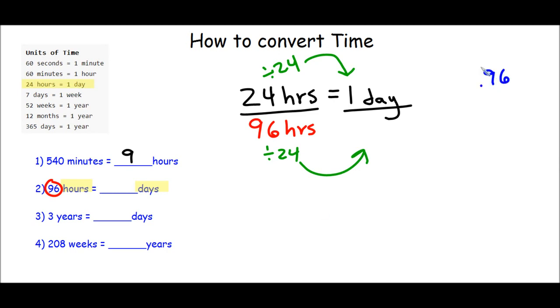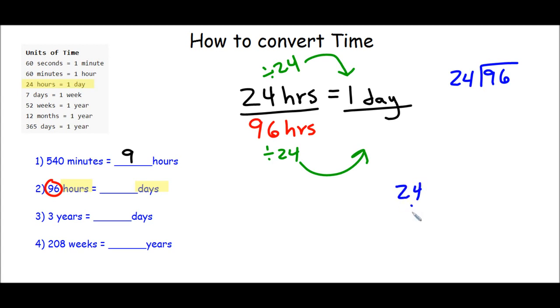96 divided by 24. I can't do this in my head, so I'm going to estimate. 24 is really close to 25 because that's an easy number to work with. I'm going to choose that. And 96 is really close to 100. And 25 goes into 100 4 times. So 24 times 4 should get me really close to 96. Let's go ahead and do that here.